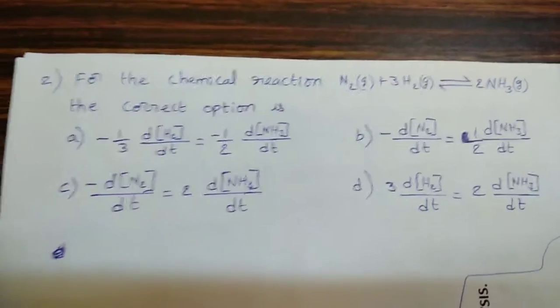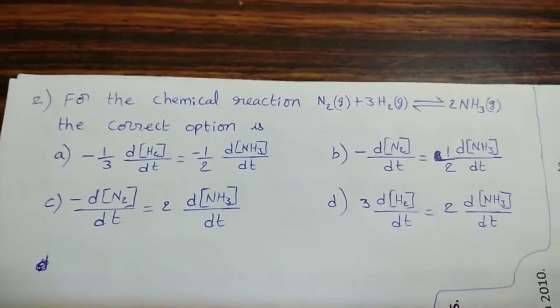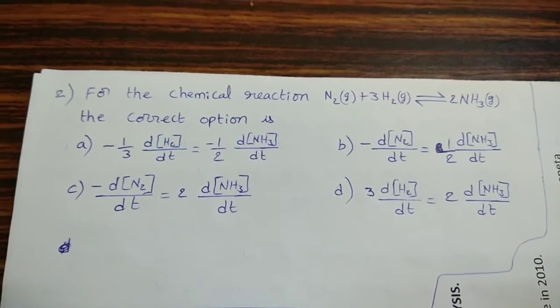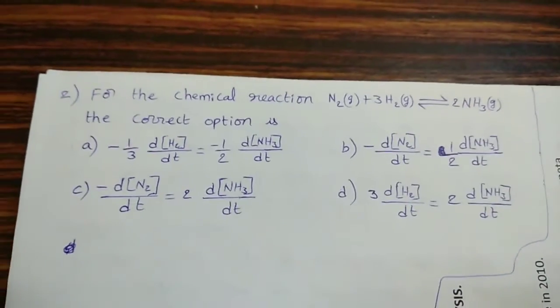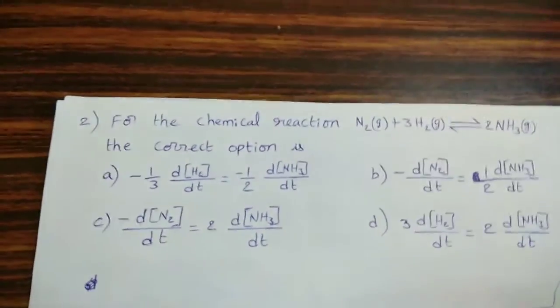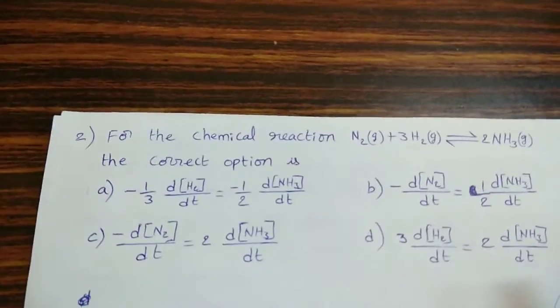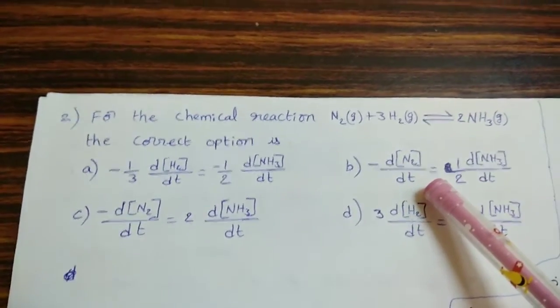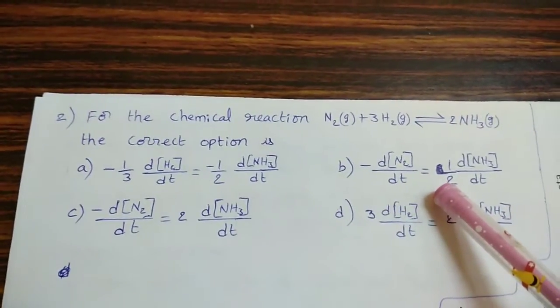See the next one. For the chemical reaction N2 plus 3H2 gives 2NH3, the correct option is, already we learned this one. Writing rate of reaction in terms of reactants and products. So for this, the suitable correct option is option B. Okay. So this is the suitable option for this.